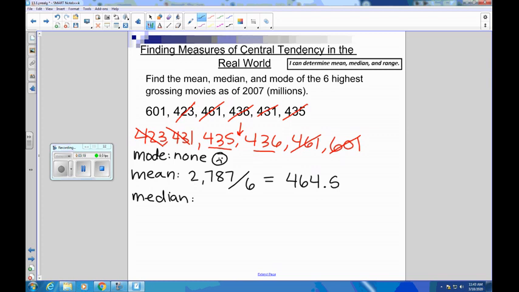One way to figure out what that median is, is to add both of them together. So 435 plus 436 and divide it by 2. So that gives us the number that's right in the middle. When you do that, you get 435.5. So that is our median number. That's the number right in the middle. So now we've just found the mean, median, and mode.